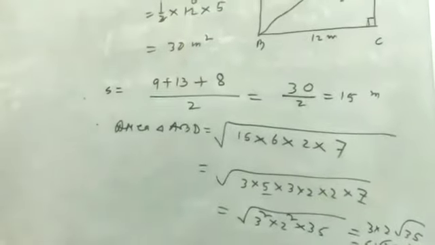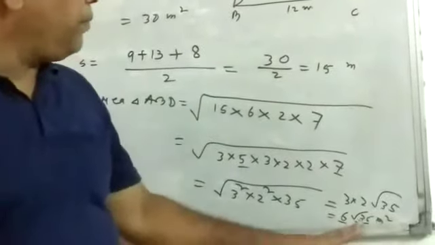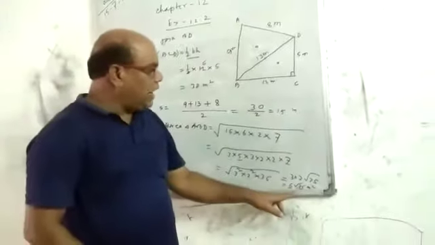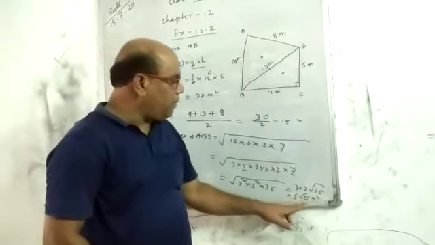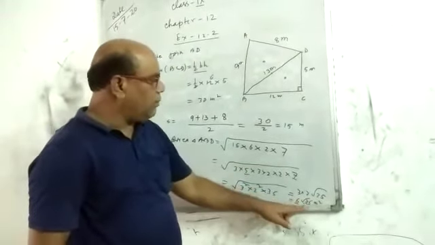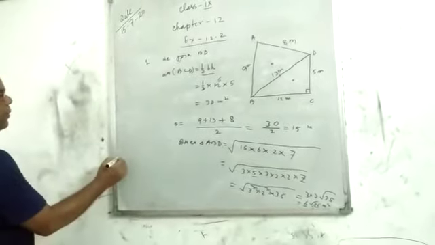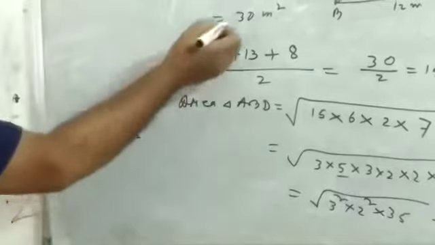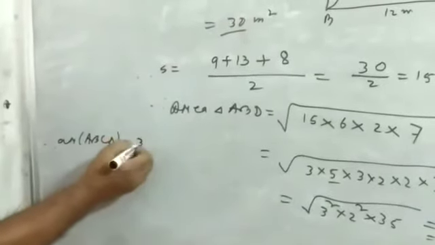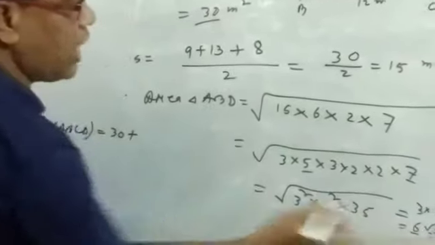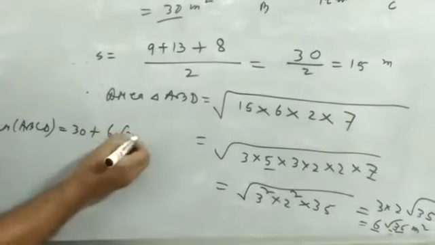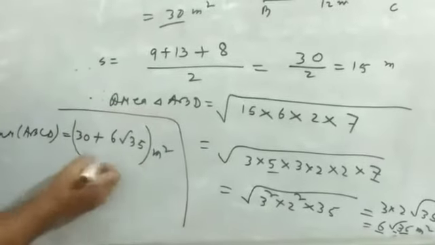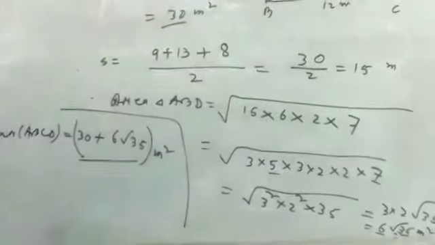Now sometimes we need to find the square root of 35, but it will take time to find the root of 35, so we can keep the answer in root form also. So at last, area of ABCD: area of the triangle BCD is 30 plus area of this triangle is 6 root over 35, in meter square. Okay, so this is the area of this quadrilateral ABCD.